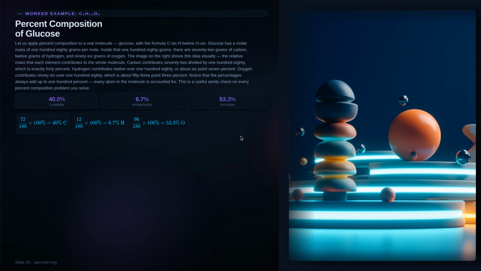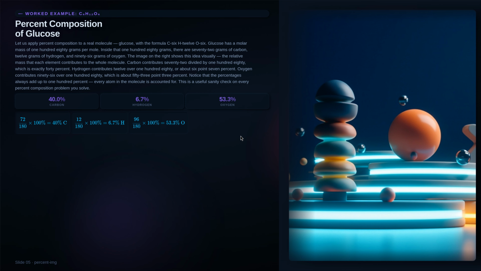Let us apply percent composition to a real molecule, glucose, with the formula C6H12O6. Glucose has a molar mass of 180 grams per mole. Inside that 180 grams, there are 72 grams of carbon, 12 grams of hydrogen, and 96 grams of oxygen. The image on the right shows this idea visually, the relative mass that each element contributes to the whole molecule.